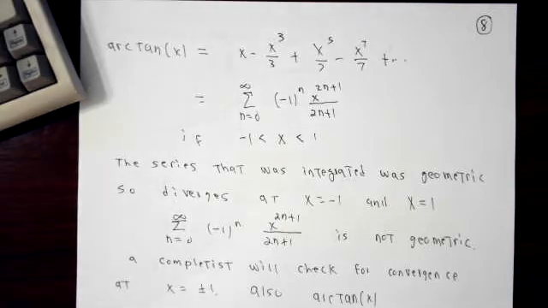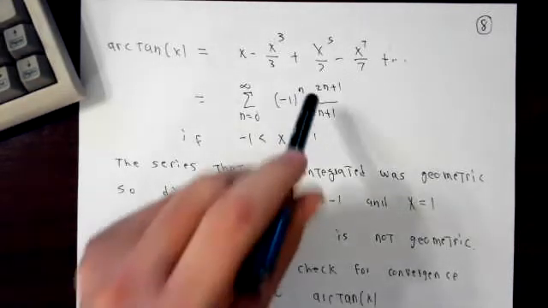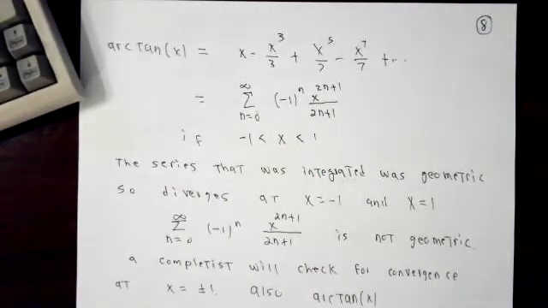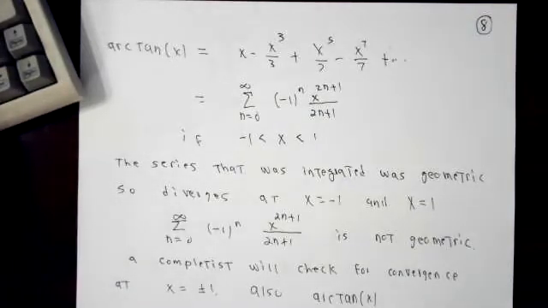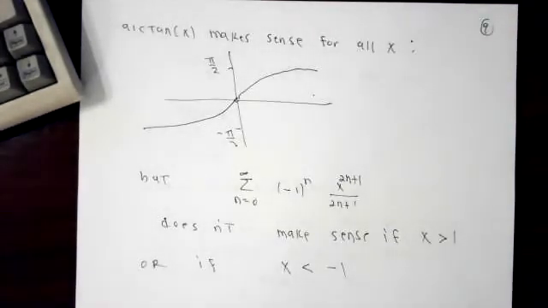The series that we integrated to get this result was a geometric series. But this series, the answer, the series expansion for the arctan function, is not geometric. So we really ought to check for convergence at the endpoints. Also, notice that the arctan function is defined for all real numbers, but that series need not converge for all real numbers. In fact, it doesn't converge outside the interval from -1 to +1. So one should be careful about how you use these things.